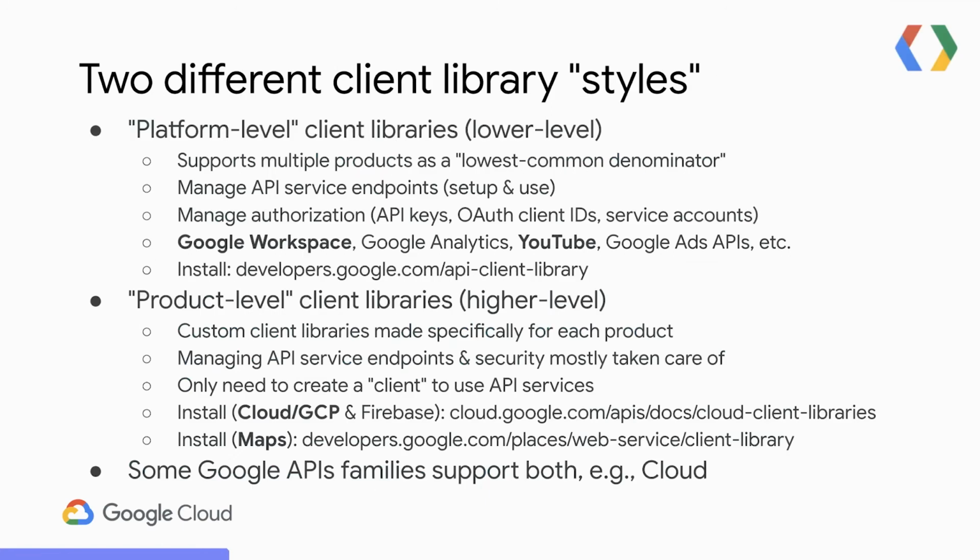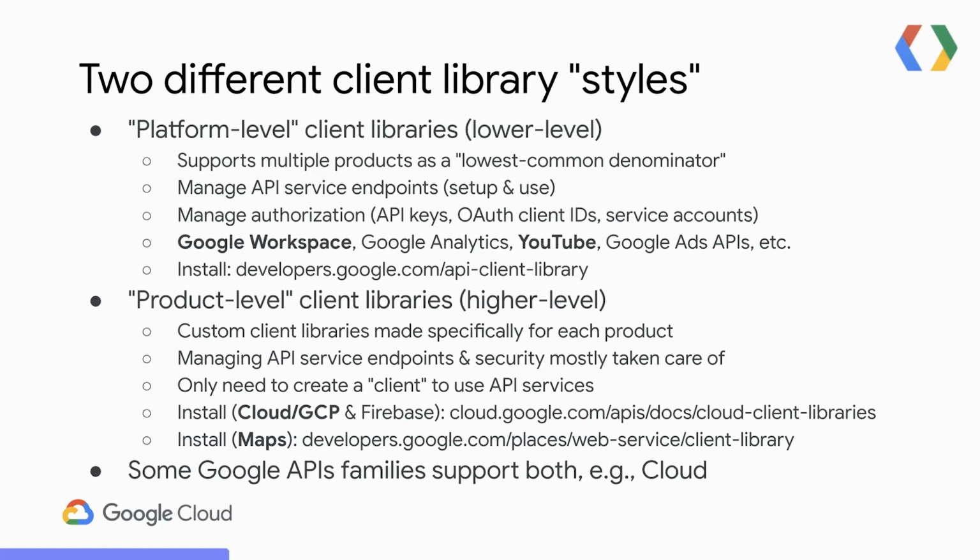All right, so why are there two different styles of client libraries? The platform ones are lower level and they support multiple products because they're kind of like a lowest common denominator. If you are trying to work with multiple APIs across different Google product groups that may not be related to each other, such as Workspace and Cloud Platform, they're kind of different, or maybe you want to use Google Analytics or YouTube APIs. Right, if you want to use all of these, they talk one type of language. That's lower level stuff.